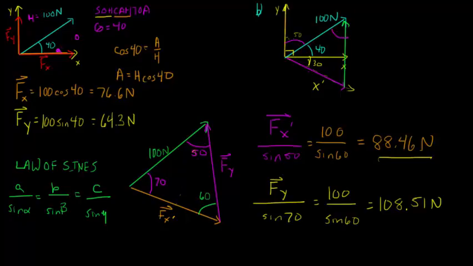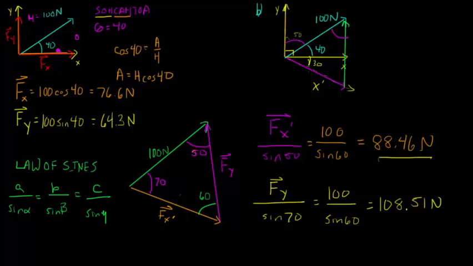So a couple notes about this problem. After we had found this f of x prime right here, yes, we could have used this 88.46 instead of this 100 and the sine of 50 instead of the sine of 60. However, if you had made a mistake finding the f of x prime, this mistake would have carried over, and you would have then made a mistake finding f of y. So that is why I use this 100 over the sine of 60 both times.